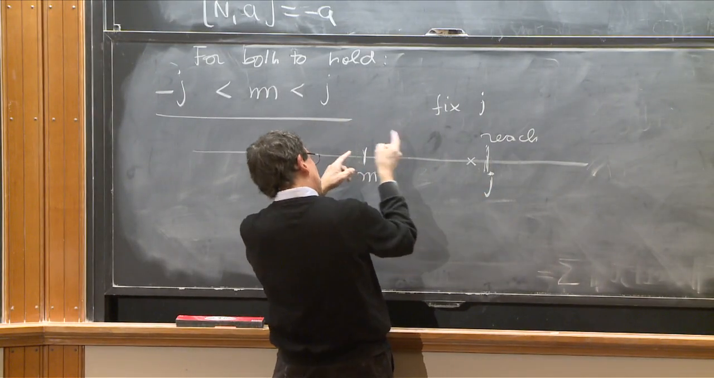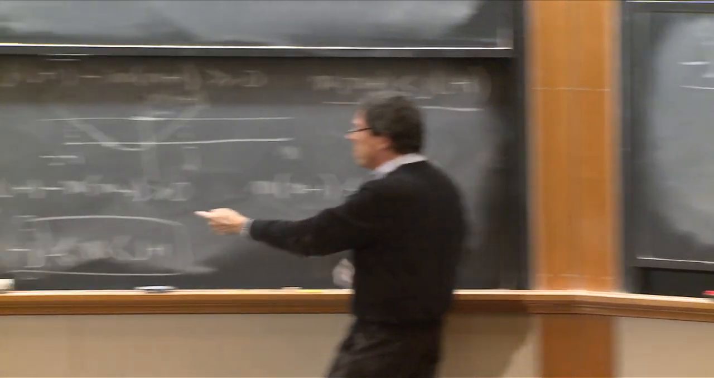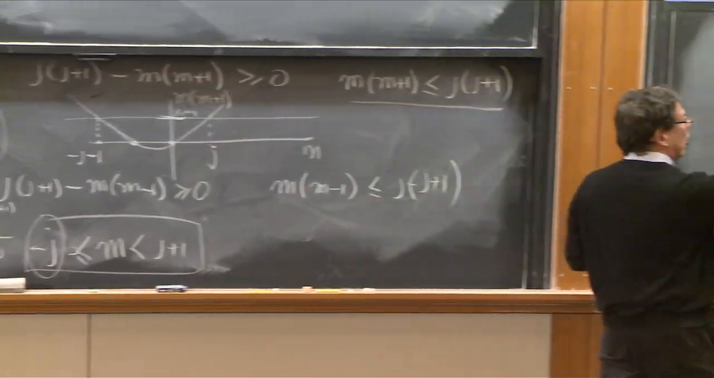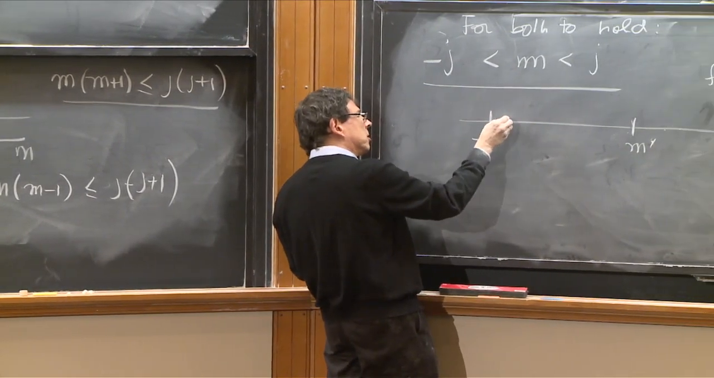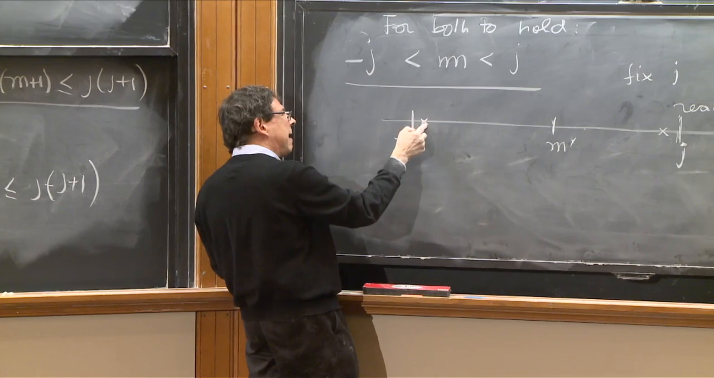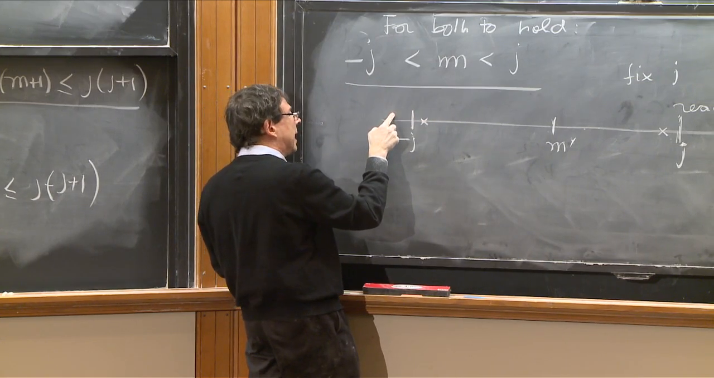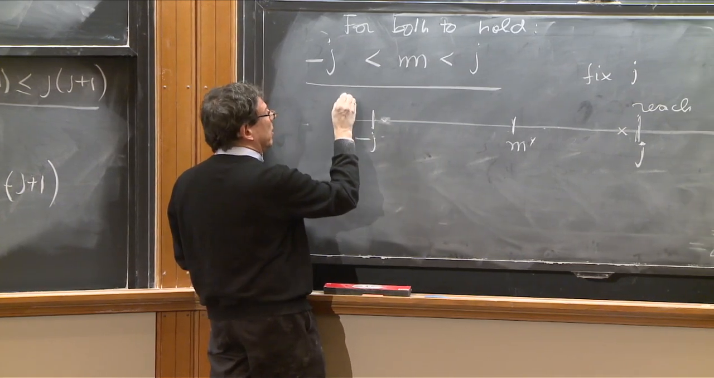On the other hand, you can lower things, and if you go below minus j, you produce bad states. So you must also, when you decrease m, reach this point, because if you didn't, then you stop half a unit away from it, and the next state that you produce is bad. And that can't be. So you must reach this one too.